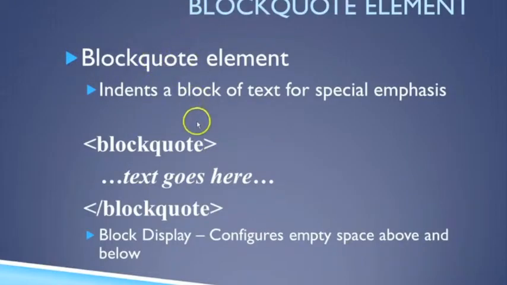Another one is the block quote. This indents a block of text for special emphasis. It pushes in both sides. So it shrinks the margin and it puts everything inside of it in a different way to make it easier to see where you have a block quote.